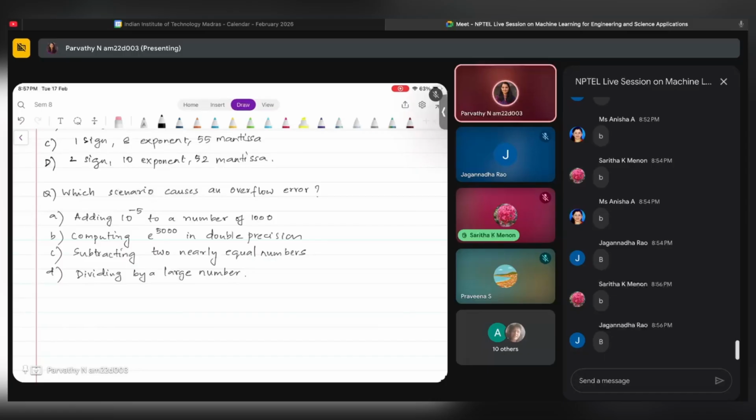And in 64-bit double precision, the maximum number that can be represented is around 1.8 into 10 raised to 308. So when we consider this, this is very much greater than this number. So this case will throw an overflow error.